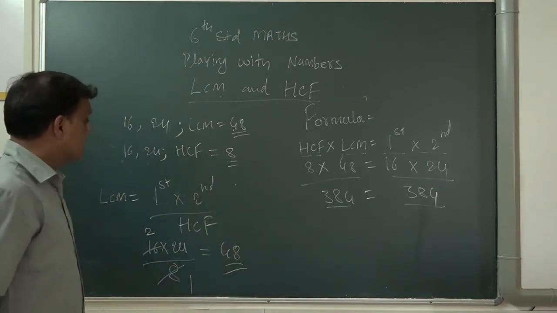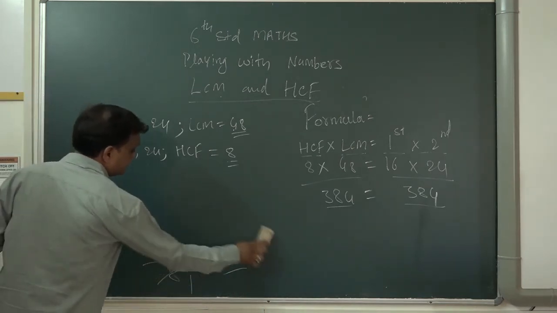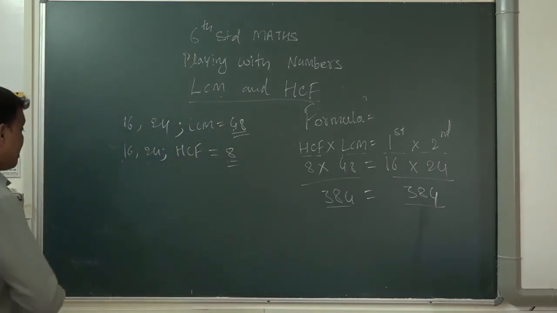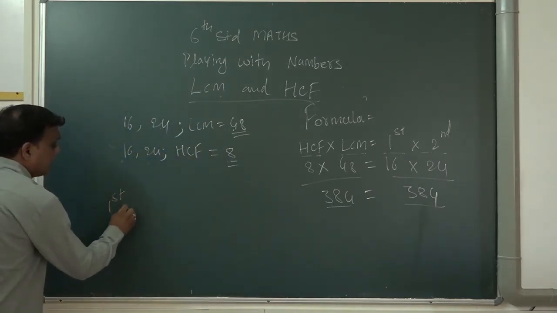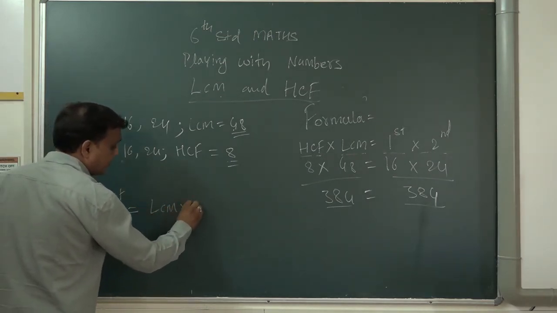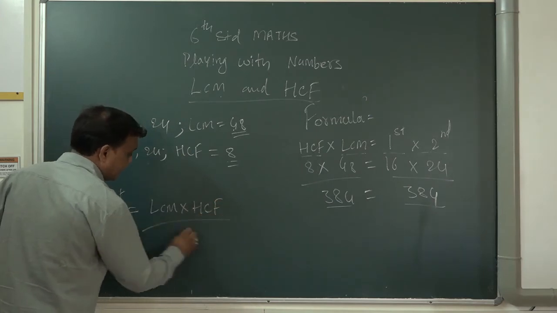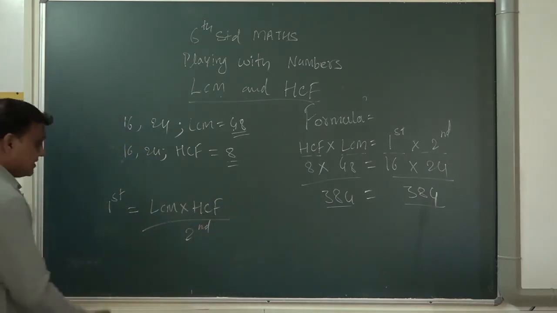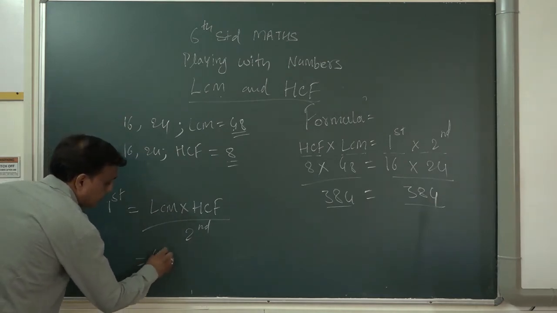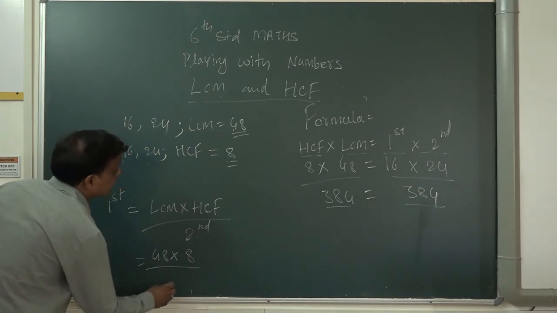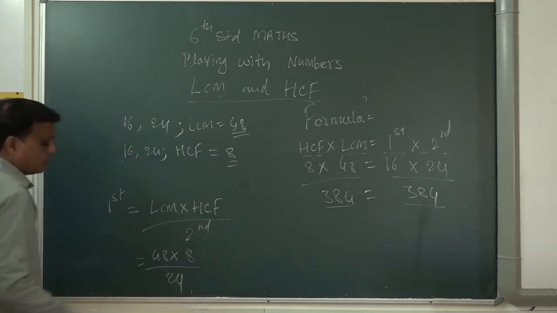Okay. Now suppose they do not give the first number, and they give the LCM, HCF and the second number. The first number is not given, so here you have to write: the first number is equal to LCM multiplied by HCF divided by second number. What is the LCM? LCM is 48. HCF is what? 8, divided by second number 24.